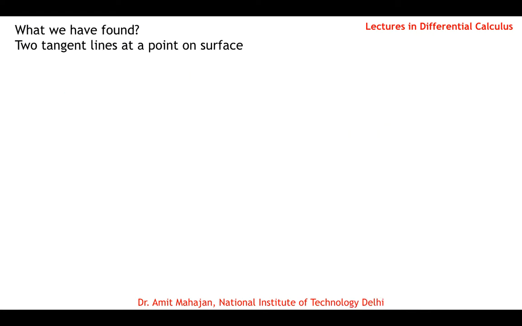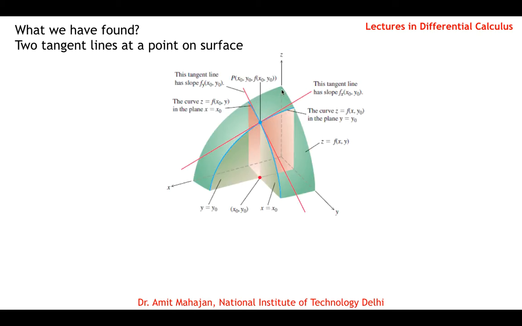So what we have found here is two tangent lines at the point on the surface. One tangent line has its slope in the direction of x, and the other is the slope of the tangent in the direction of y. So if you have a surface and we calculated the partial derivatives at this point x naught, y naught, then what we calculated is the slope of this tangent which is in the direction of positive x, and the slope of this tangent line which is in the direction of positive y. So one question arises: are only these two tangents possible at this point? The answer is that there can be other tangent lines as well, which are not in the direction of x or in the direction of y.